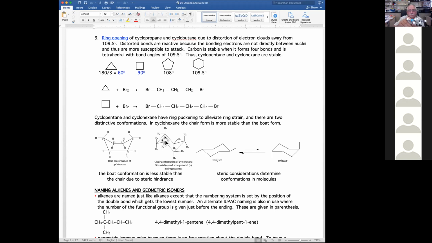But if I were to take this and put it over here, then the boat form is not too bad. The chair form is still better, but see what I'm getting at? But we don't really care about this. I just need you to know that there is an equilibrium between the different kinds of conformations, and the conformation is important. So any questions about that?